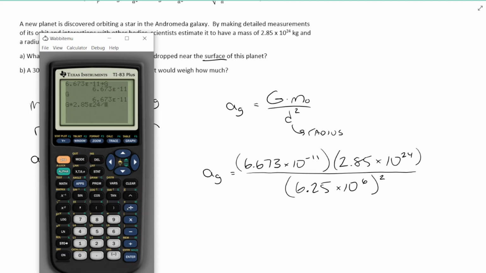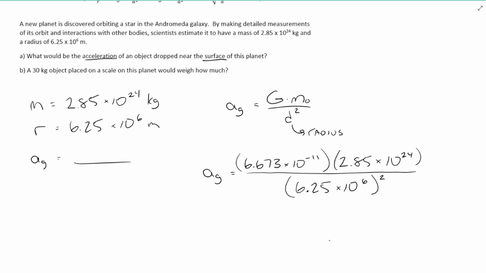And I'm going to divide that by the radius squared, 6.25 E to the 6th, and I'm going to square that. Now, some of you might say, be careful, we've got to deal with parentheses in the denominator. Well, not when we use the double E feature, because it assumes I wrote out all those zeros. All right, so I can actually write it like this. I get an acceleration of 4.87 g. The acceleration due to gravity is 4.87.